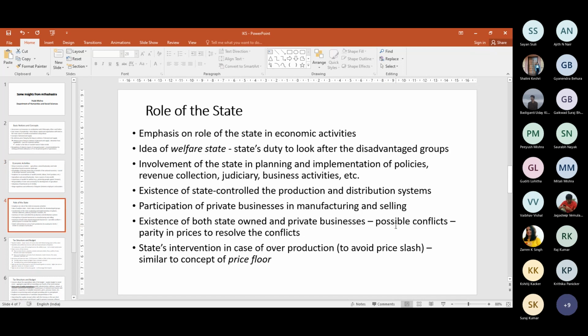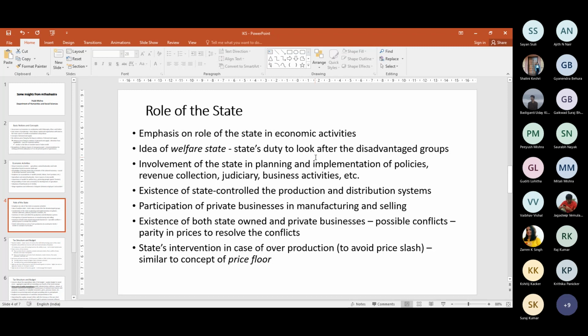So let us now move to the discussion on role of the state. So what we discussed so far? We discussed about the basic concepts and the notions, where we see some degree of similarity between what Arthashastra talks about and what we see in contemporary economic theories and practices. We also discussed about the economic activities. Again, there also we see some degree of similarities. Now we are talking about the role of the state.